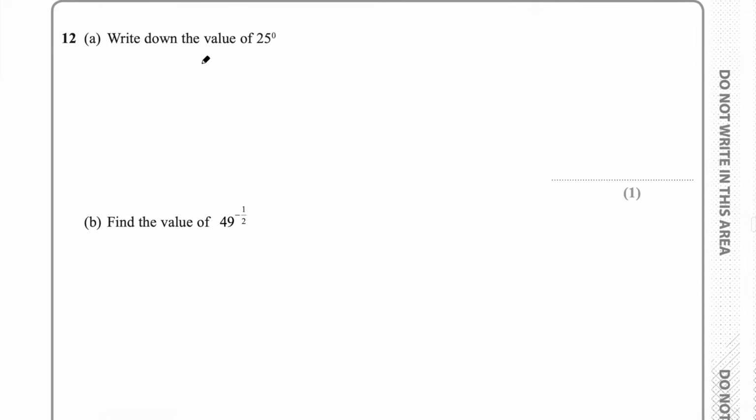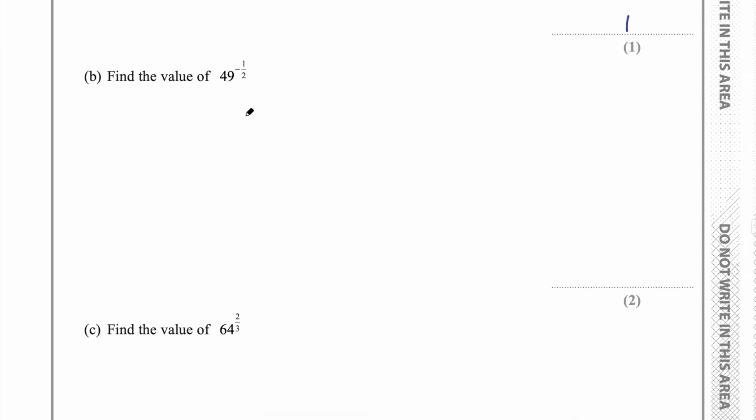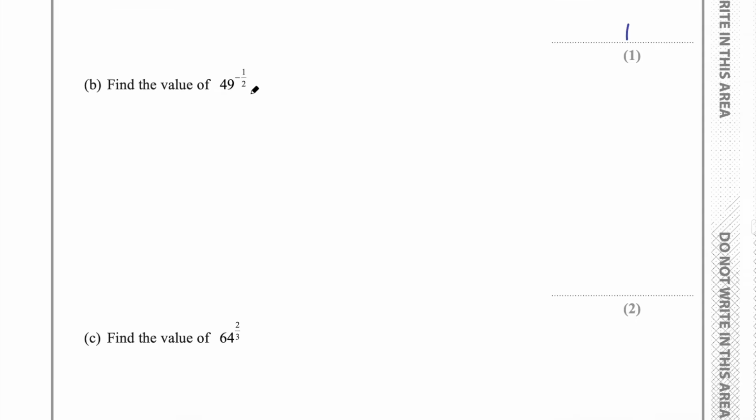Question 12, part A says, write down the value of 25 to the power 0. Anything to the power 0 is 1. So that one's not too difficult, unless you're talking about 0 to the power 0. Wonder what that equals.